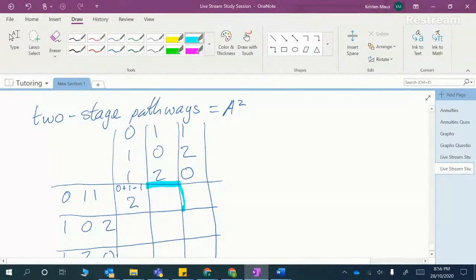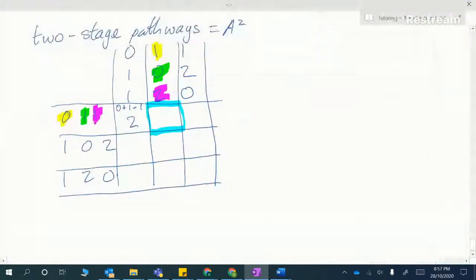so for this square here, I would need that times that, that times that, and that times that. So for the yellows, 0 times 1 is 0. For the greens, 1 times 0 is 0. And for the purples, 1 times 2 is 2, gives me a total of 2. Okay. Hopefully this is kind of keeping.